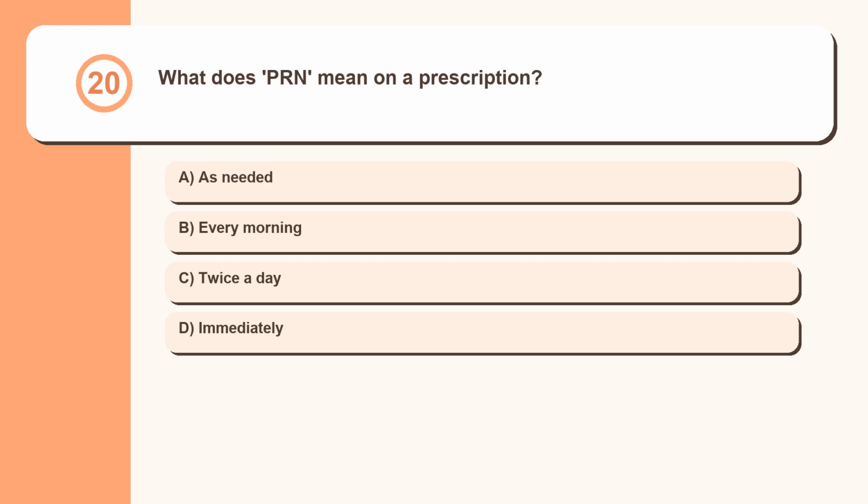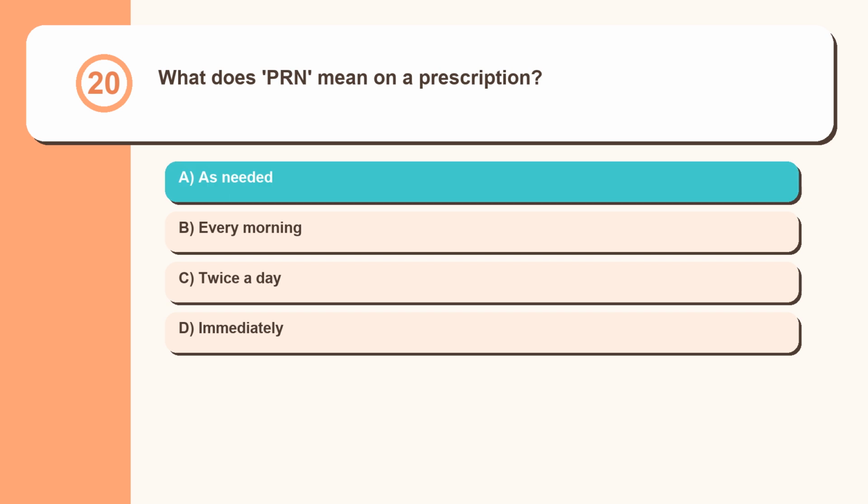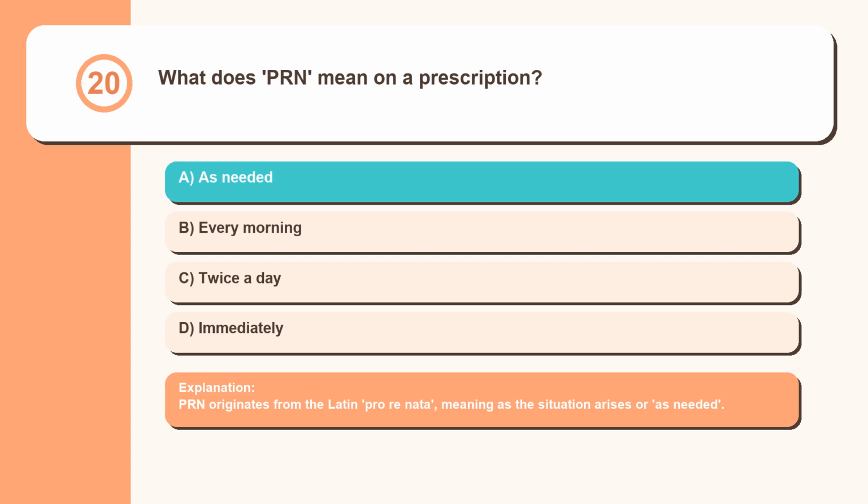Question 20. What does PRN mean on a prescription? As needed, every morning, twice a day, immediately. PRN originates from the Latin pro re nata, meaning as the situation arises or as needed.